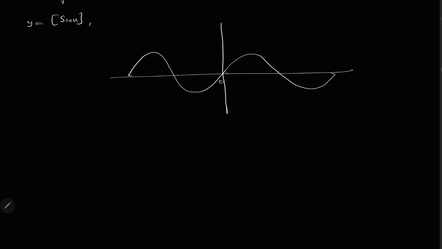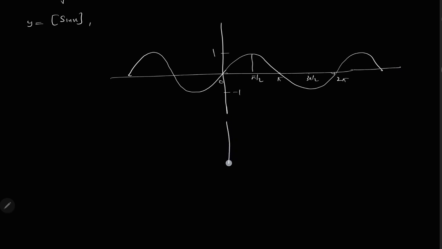Okay. So you mark here 1, then minus 1. When it is 1, pi by 2. When it is 0, pi. When it is minus 1, 3 pi by 2. Here 2 pi. Okay, we can draw the graph, no problem.